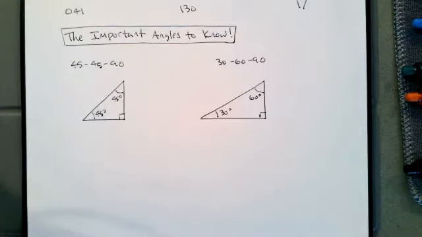Today, we want to review our important angles. So we want to know sine, cosine, and tangent of 30, 45, and 60-degree angles. The reason that we want to know this is that we want to expand our trig functions to go beyond just acute angles.